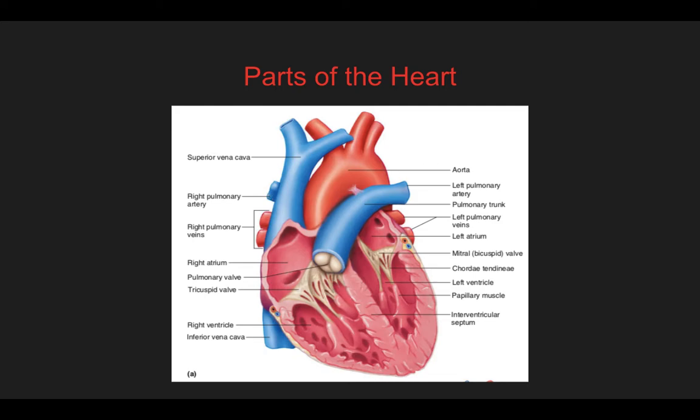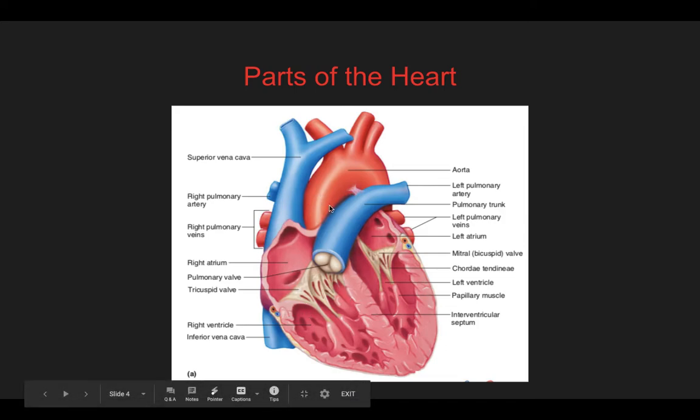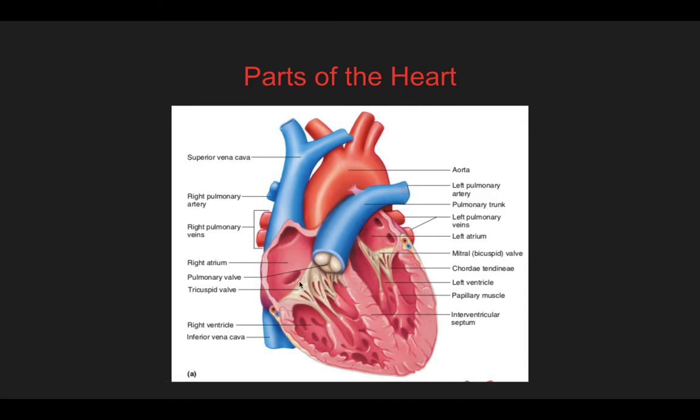Then we have the pulmonary valve. So the pulmonary valve is this guy right here. The pulmonary valve is going to allow blood to leave the right ventricle. So the right ventricle right here. So you can see that the heart is divided into that red and blue section. We're right now in the blue section. So this is deoxygenated blood. So that pulmonary valve is going to allow that blood to leave the right ventricle.